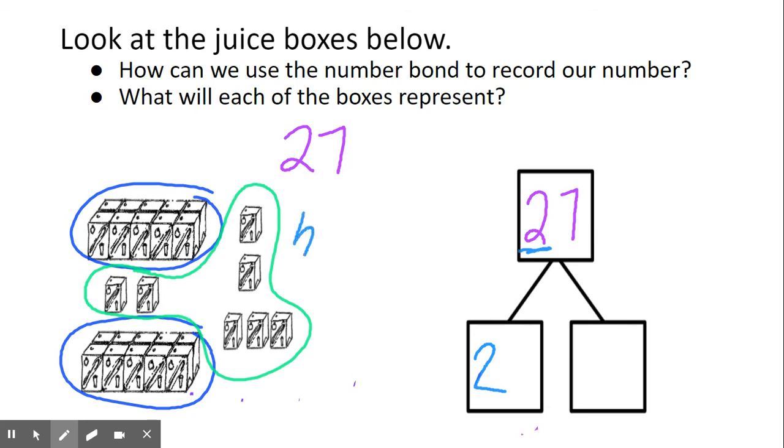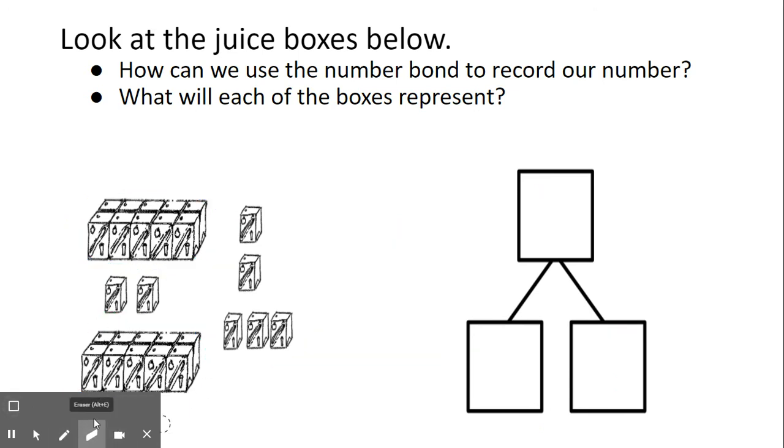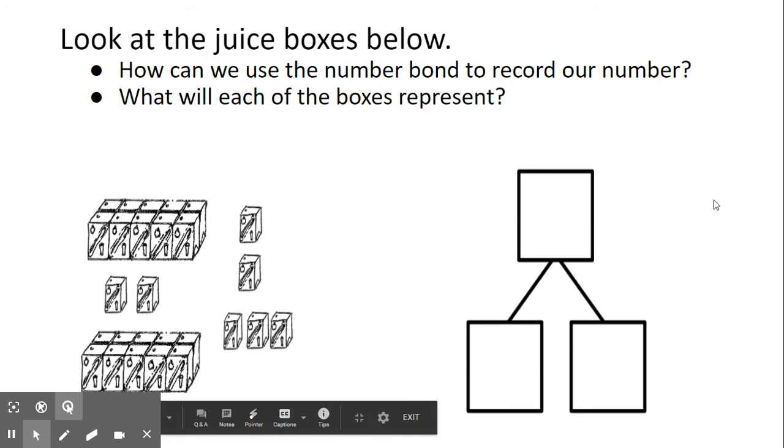Think back to that place value chart. Our 2 was in our tens, so it represents 20. Okay, so if I take my 20 out of 27, what's left over? How many single boxes did I have left? Right, I had 7. So I could break that down into 20 and 7 goes together to make 27. Great job, Super Scholar. Let's move on.